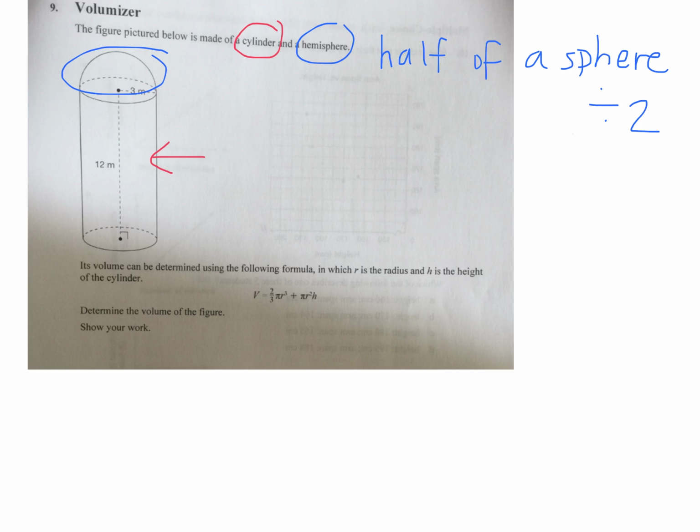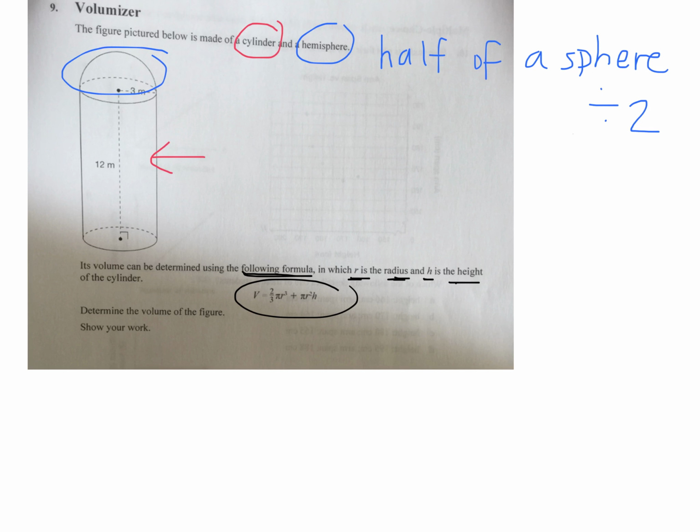Its volume can be determined using the following formula, in which R is the radius and H is the height of the cylinder. Determine the volume of the figure. So in this question, they actually give you the formula. You don't even need to use your formula sheet. You don't need to calculate half. You just need to plug it in and calculate it, okay?